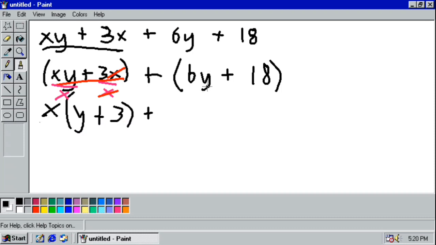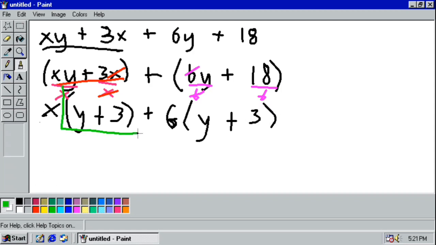Now, we're going to find the common factor of the second group, which is 6. Now, divide both of them by 6. So, 6 will cancel. Now we have y left. And 18 divided by 6 is 3.